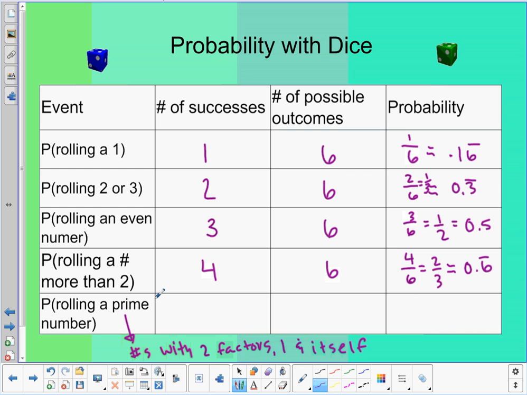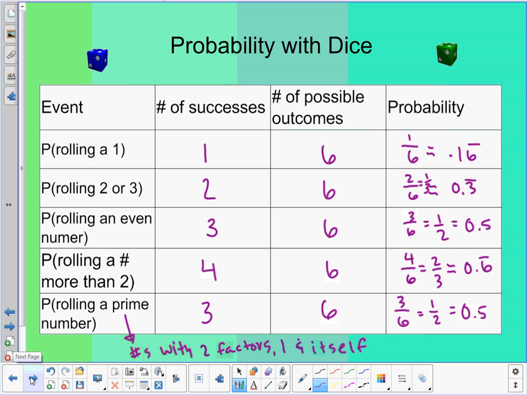So that would be something like 2 has factors of 1 and 2, 3 has factors of 1 and 3, 5 has factors of 1 and 5. I can't count 1 because 1 actually only has one factor, itself. And I can't count 4 because 4 also has 2, and I can't count 6 because 6 also has a 2 and a 3. So I have 3 successes here, 2, 3, and 5. 3 successes out of 6 total. That's 3 out of 6, which is 1/2, which is 0.5.